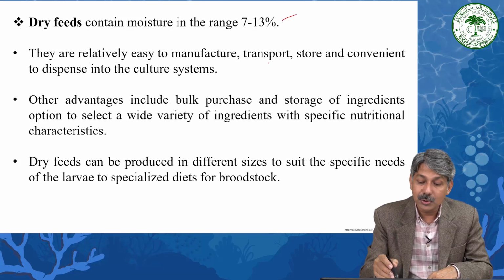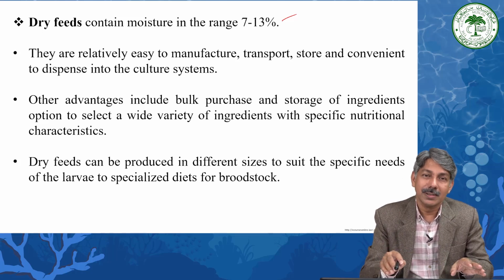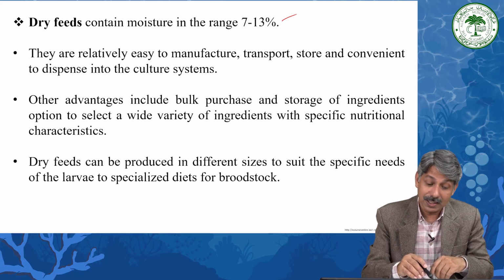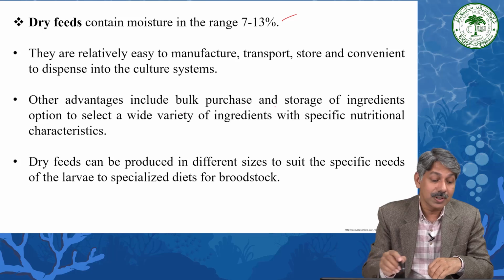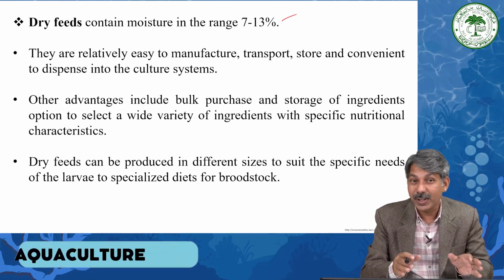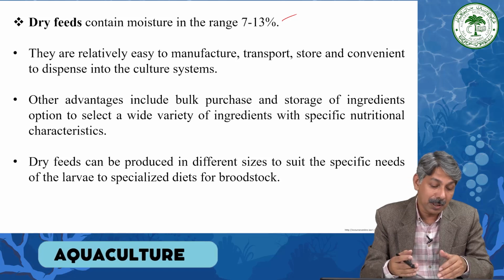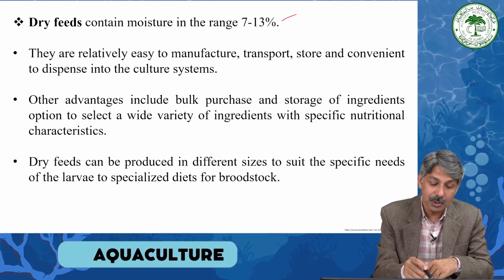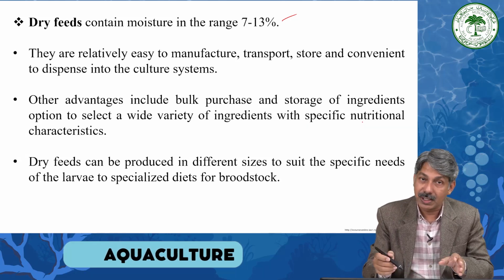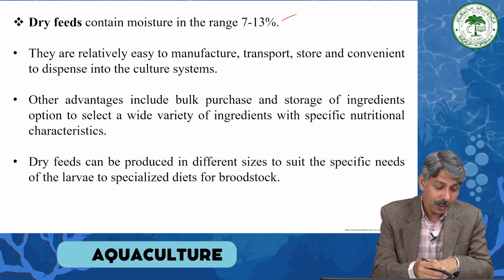They are relatively easy to manufacture, transport, store, and convenient to dispense in the culture system. They are probably the most popular feed which is being provided to aquaculture organisms. Other advantages include bulk purchase and storage of ingredients; storing them is not a big problem compared to the other types of feeds that we have talked about. And you can select a wide range of ingredients with specific nutritional characteristics. You have a lot of options.